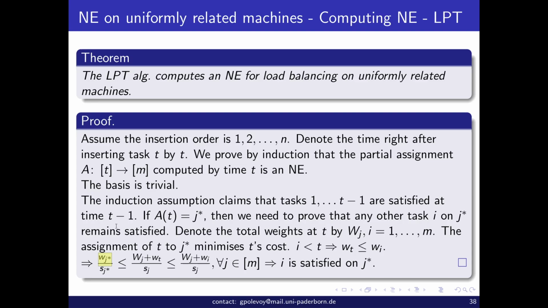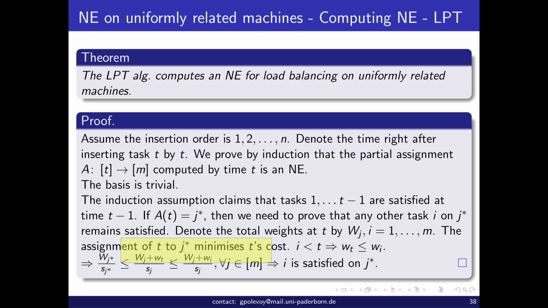So the total weight at J star divided by the speed of J star, that's the cost which the task T now experiences. It's at most the cost it would experience if it went to any other machine J, which is Wj plus its weight divided by the speed of j. By the definition of how you assign it, you assign it to a machine which minimizes the cost. Now, since the weight of T is at most Wi, the weight of I, we also have this last inequality. The weight of T is at most the weight of I.